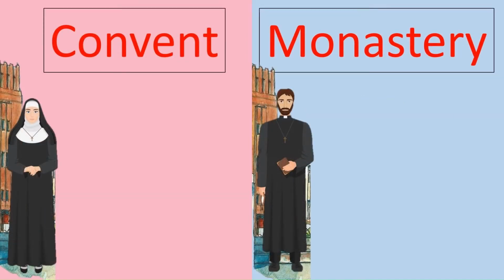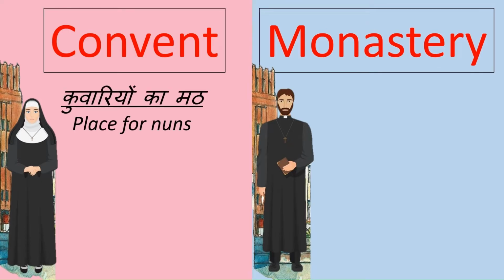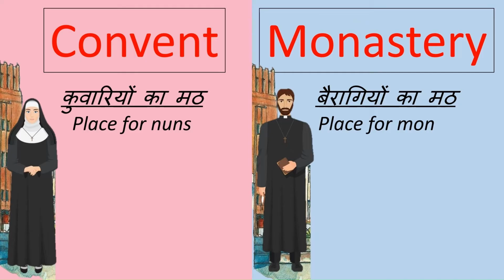The third pair of words are convent versus monastery. Convent, which means Kuvarniyon ka mat, which means place for nuns, right? And monastery means Bairagyo ka mat, which in turn means place for monks, everybody, okay?